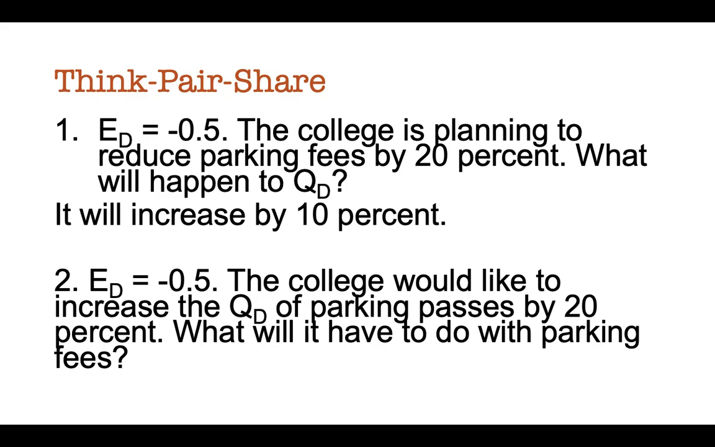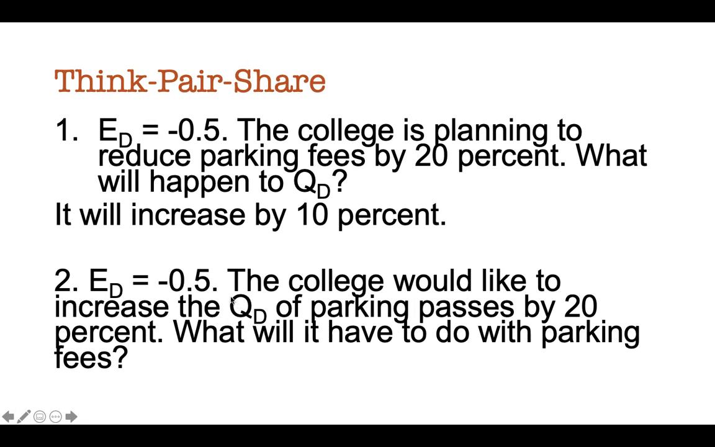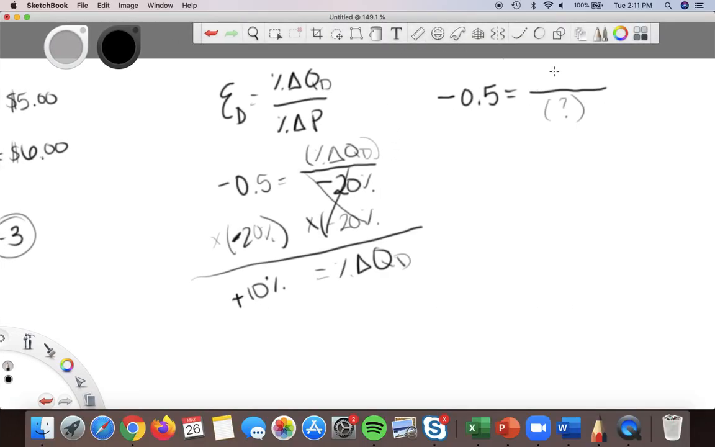All right, now if we work it the other way, this second equation here says elasticity of demand is negative 0.5. The college would like to increase the quantity demanded of parking passes by 20%. What will they have to do to the parking fees? Okay, so similar setup here. We've got my elasticity of demand, negative 0.5. I don't know what my price is. They're asking me what do I have to do to the parking fees if I want my quantity demanded to increase by 20%. So I want sales to go up by 20%, so I have a positive 20% up here.